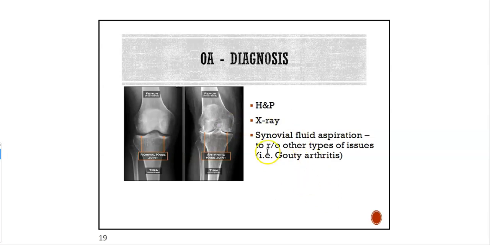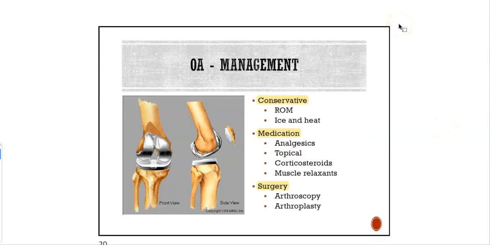On occasion, they may have to do an aspiration of the fluid within the joint to rule out other things such as gouty arthritis as well as septic arthritis or other conditions. So what do we do for patients with osteoarthritis? We have conservative measures, so range of motion, making sure that we're moving, but it needs to be low impact. And then depending on what's going on with our patient, to treat the pain and sometimes inflammation, we can use ice or heat therapy.